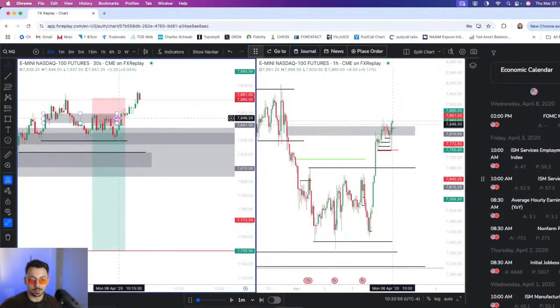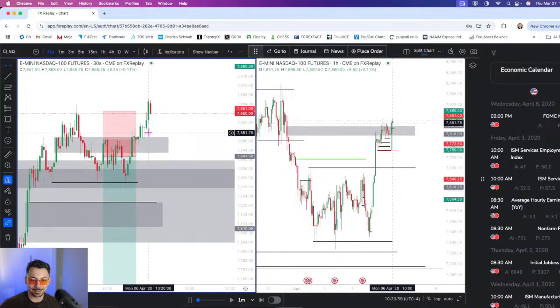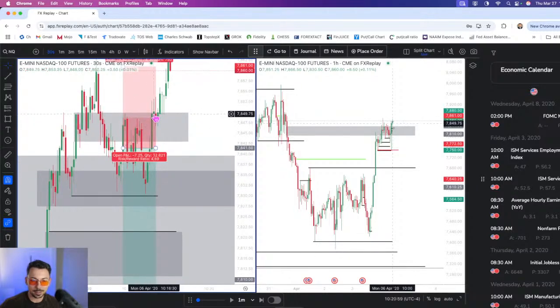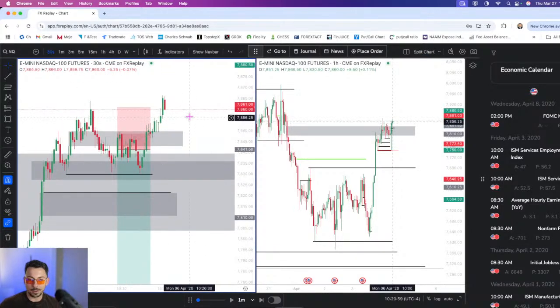Oh shoot. Sorry guys. I didn't cut the trade. This is the cut right here. It was a 30-second close back above. I was too focused. Right there is the close. Sorry. So that was a fail.